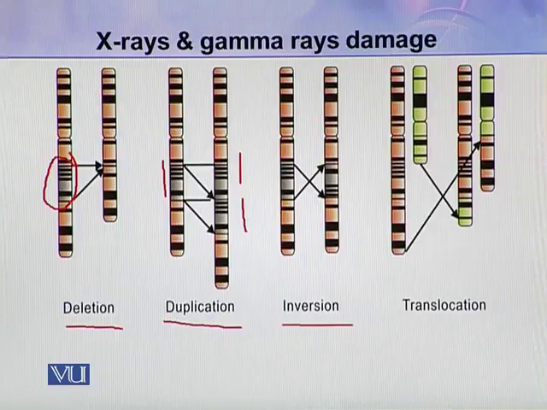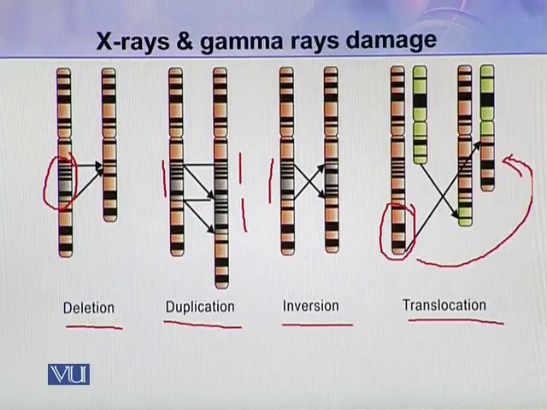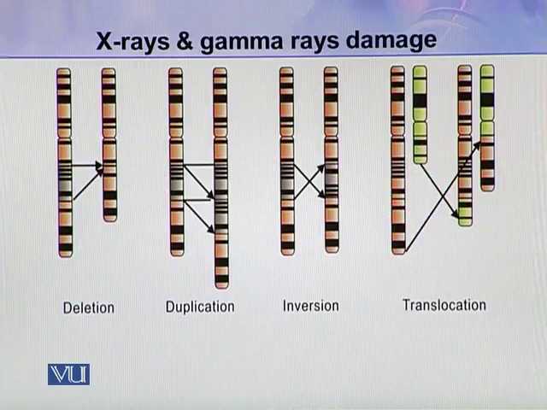In case of inversion, this portion of DNA has been inverted. It is first broken and then rejoined, but in the opposite sequence. And in case of translocation, one piece of DNA is attached to another chromosome. Similarly here, a piece from here is attached to another chromosome. So this is translocation. These four types of chromosomal aberrations may be caused by ionizing radiations.